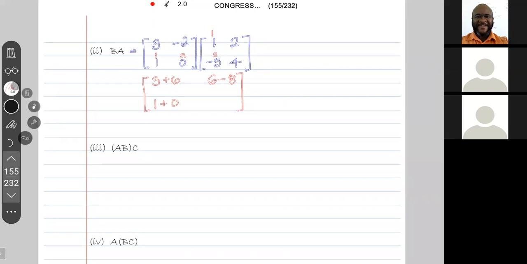And lastly, I'm going to multiply the bottom row, but this time by the right column. First element in the row times the first element in the column. 1 times 2 is 2. Second element in the row, 0, times the second element in the column, 4. 0 times 4 is still 0. So our final answer is 9, minus 2, 1, 2.